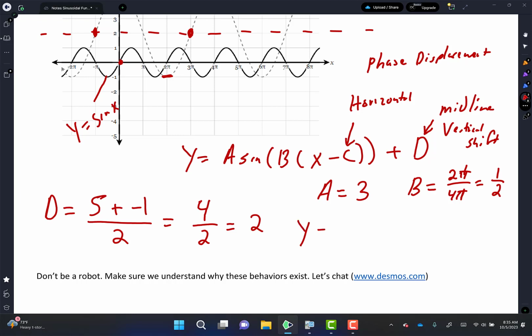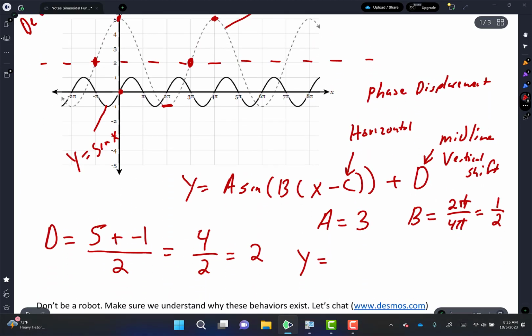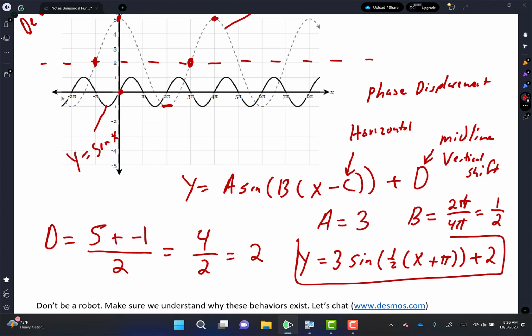Here's my equation. Y equals, your amplitude is, what was your A? I already lost it, 3. And then sine, parenthesis, 1/2, open, x minus, what was your C? We said pi, so plus pi, close, and the D was 2, plus 2. I think everything is correct there. I know that I told you I was going to talk about that 1/2 in a little bit. We will. Just give me a second.